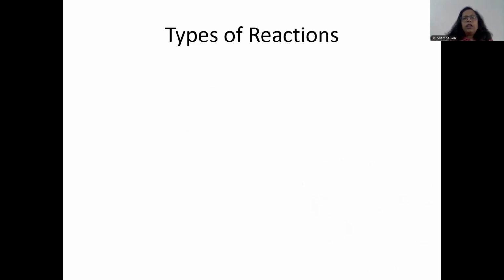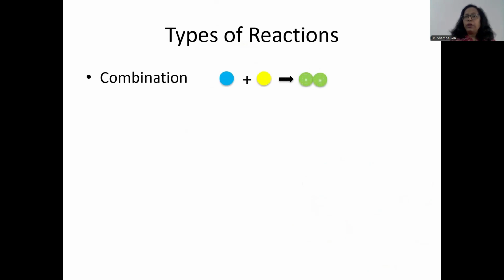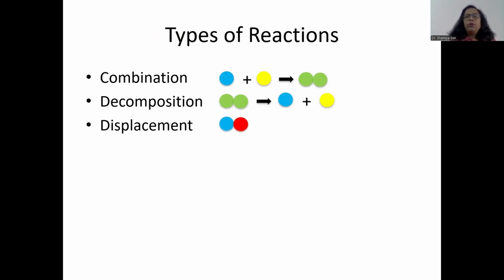Now next is, what are the different types of reactions? Let's see. Combination reaction. The name suggests two things combined together to form one thing, or maybe more than two things combined together to form more than one thing, but they combine. So next is decomposition. Decomposition means definitely getting separated. So one or more things will get separated into more number of things, right? Then displacement. One of the elements will get displaced by another.